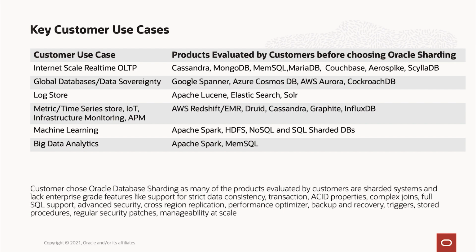So where you have data sovereignty requirements, where US data needs to stay in the US and European data needs to stay in Europe, we have customers doing that. Log stores or text data. Here you would think of things like Lucene, Solr, Elasticsearch-like use cases.